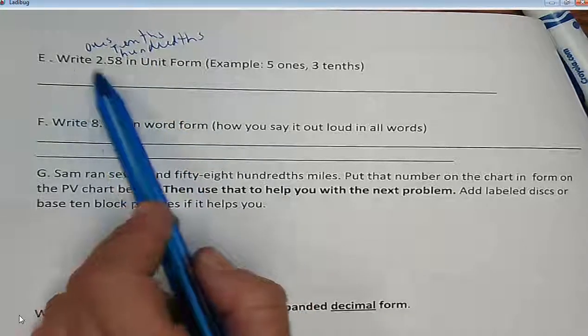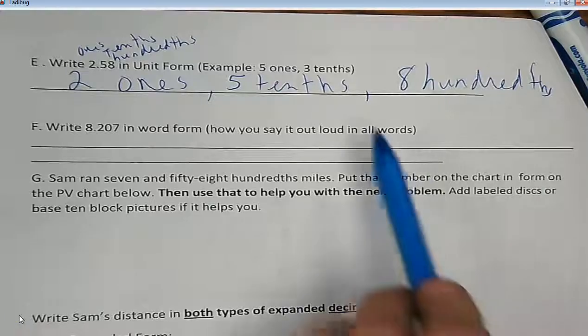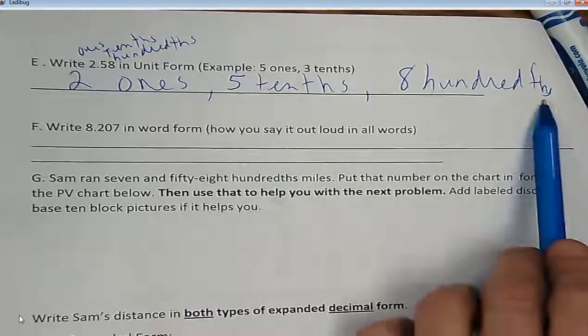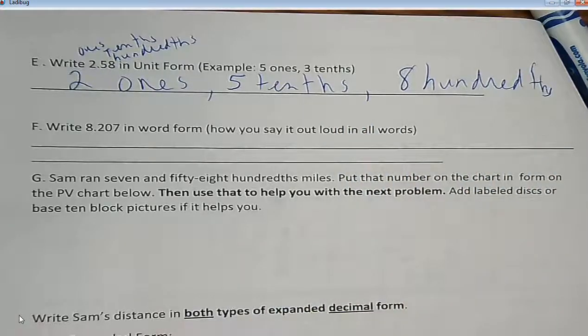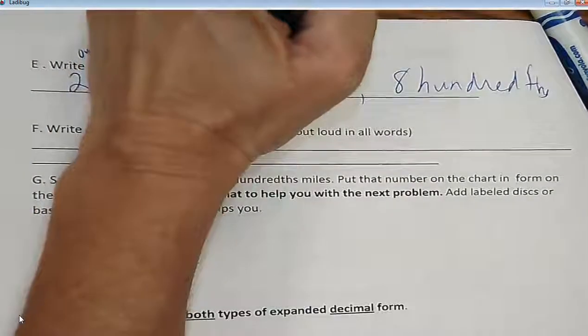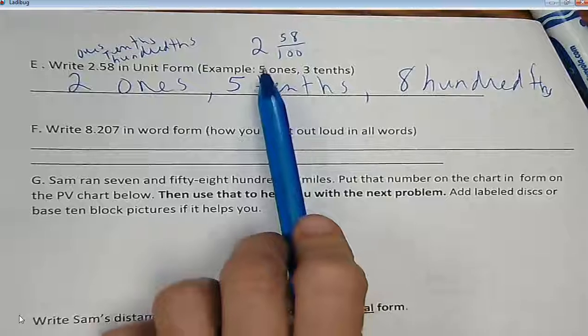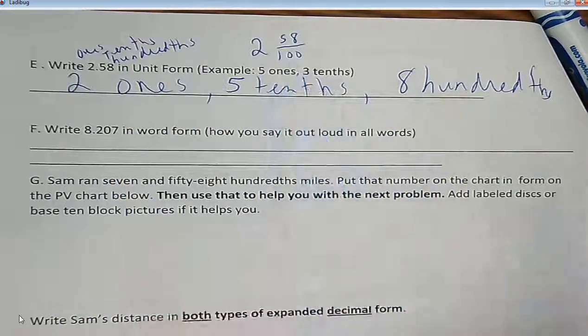So go ahead and write that out down here and then check back with me. Okay, make sure you put the THS's. They are not whole numbers. They are tenths and hundredths. So if we wrote that as a fraction, it would look like this. 2 and 58 out of 100. So there's 2 wholes. And then 5 tenths and 8 hundredths is 58 hundredths.